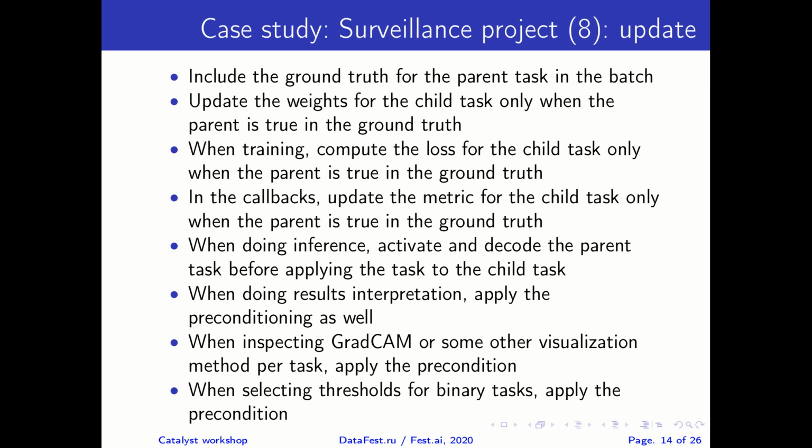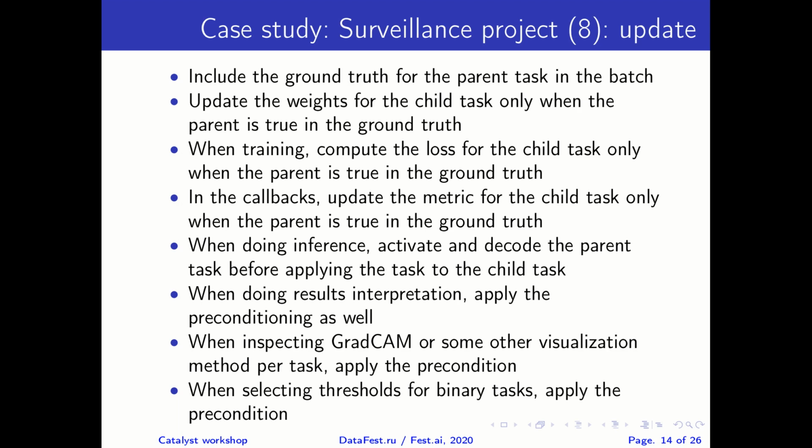What are some examples? For example, we have to include the ground truth for the parent tasks in the batch. We have to update the weights for the child task only when the parent is true in the ground truth. When training, we have to compute the loss for the child task only when the parent is true in the ground truth. In the callbacks, we have to update the metrics for the child task only when the parent is true in the ground truth.